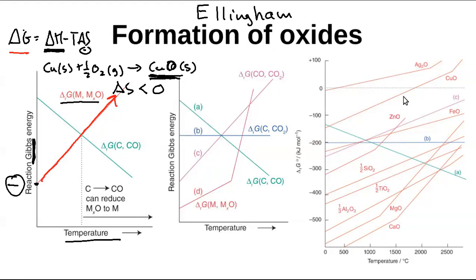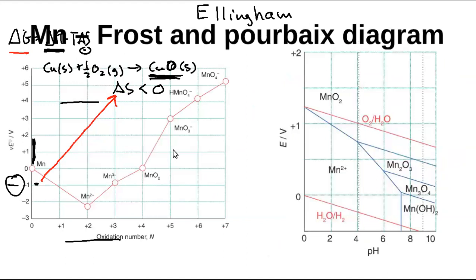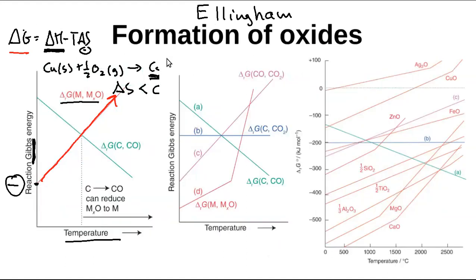Here we have the copper oxide actually plotted, the formation of copper oxide. I don't know, this bend here is probably because either the copper metal or the copper oxide melts or vaporizes or something like that.